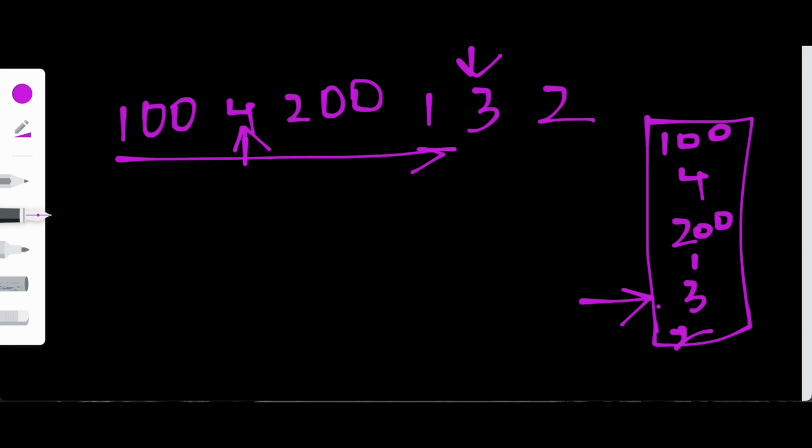Well, what we can do is we can simply do the same thing again. What 4 did is, it asked, do you have a 3? Because that is the previous element that I'm looking for.